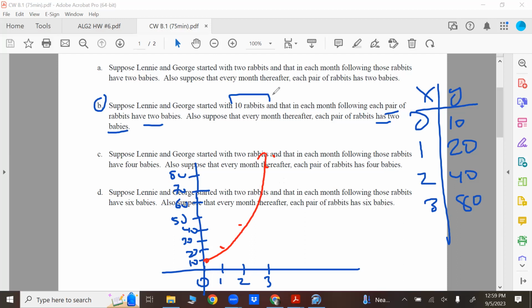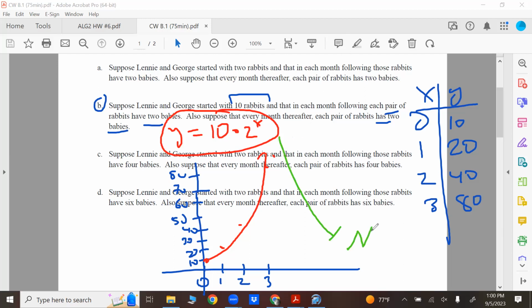And then finally, the equation. What do we start with again? How many rabbits to start with? 10. And at what rate is it growing? 2. And you leave it like this. Now, please, please, please, please don't do this. Never ever do this.